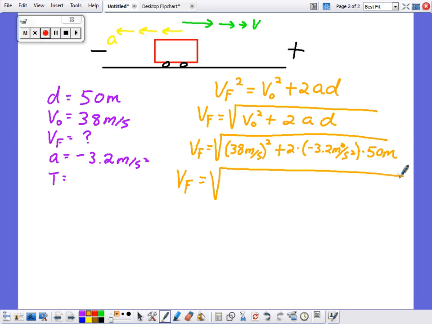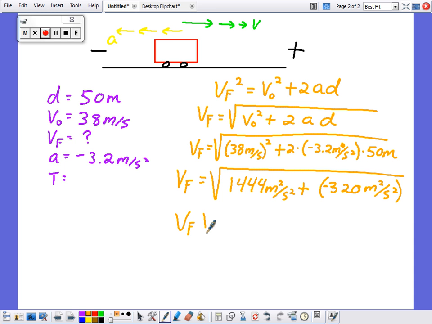So continuing along, 38 meters per second, when we square that, is going to give us 1,444. We have to square the unit as well, so that is meters squared per second squared. Plus 2 times 3.2 times 50 is going to give us 320 meters squared per second squared, but we can't forget about that negative. 2 times negative 3.2 times 50 gives us the negative 320.